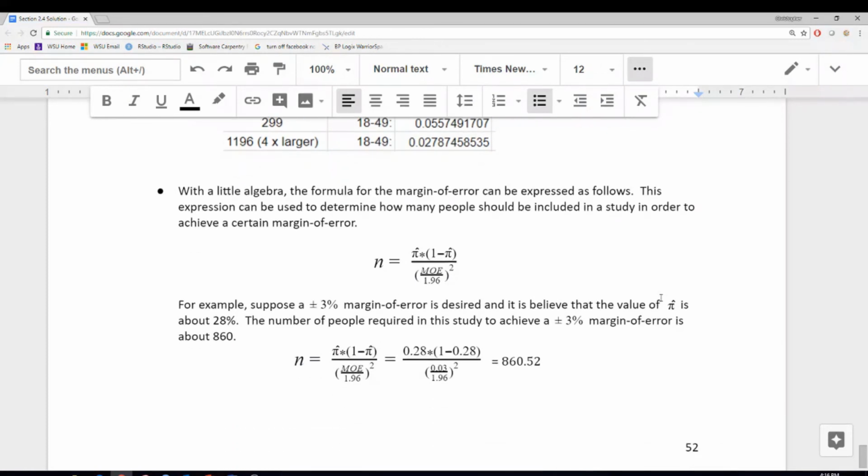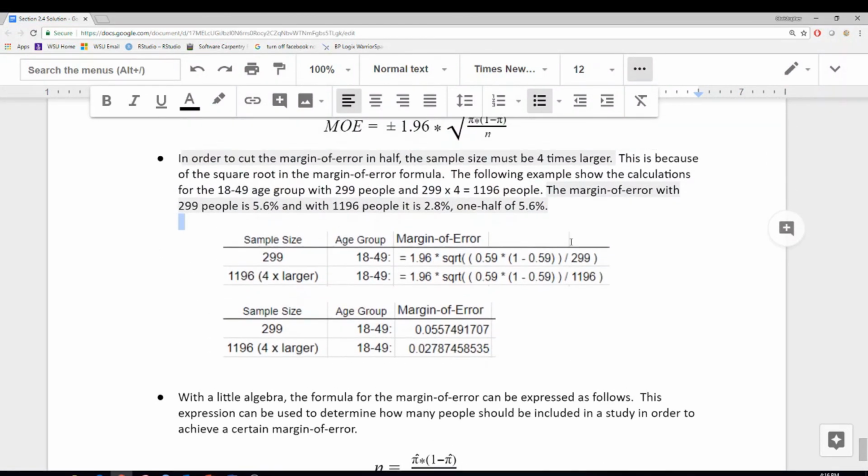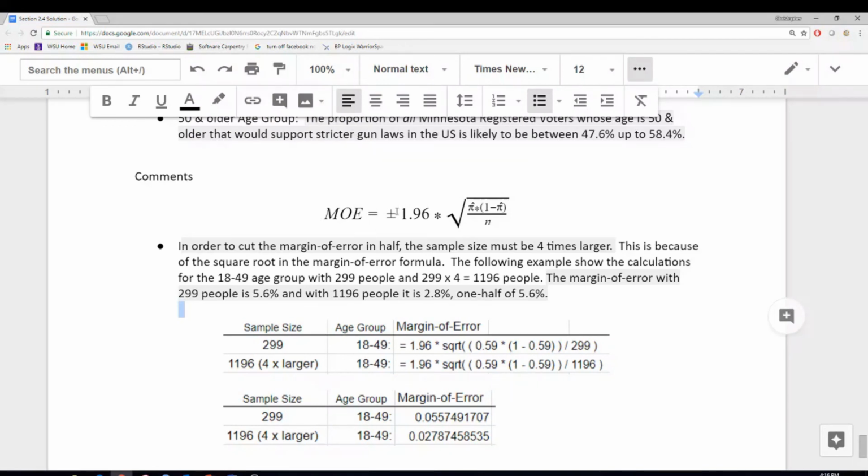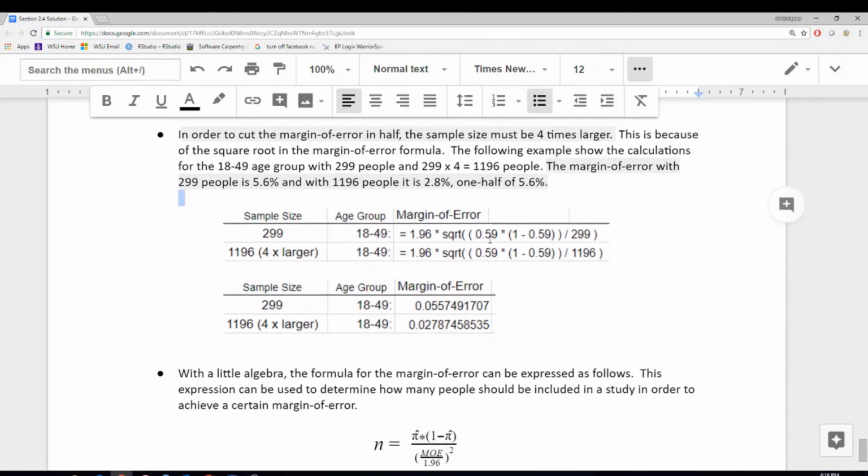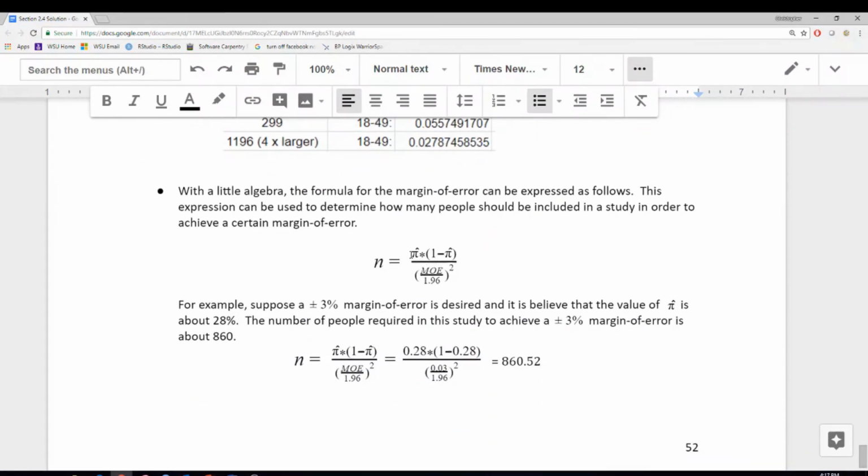How about the following? With a little algebra, the formula for the margin of error can be expressed as follows. Okay, so let's go back up here and look at that. I can take this 1.96 over to the other side, just divide the right-hand side by 1.96. And then I would have to square both sides in order to get rid of the square root. And with a little bit more algebra, you can determine that n is equal to pi hat times 1 minus pi hat, all divided by the margin of error divided by 1.96, that quantity squared.